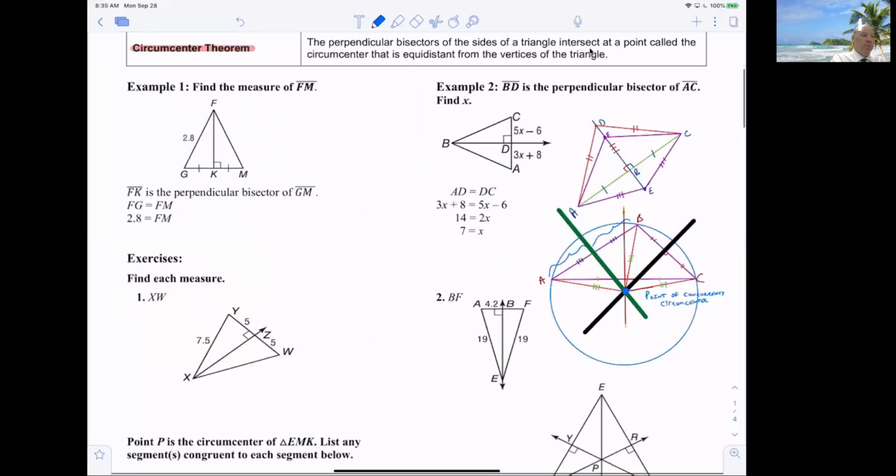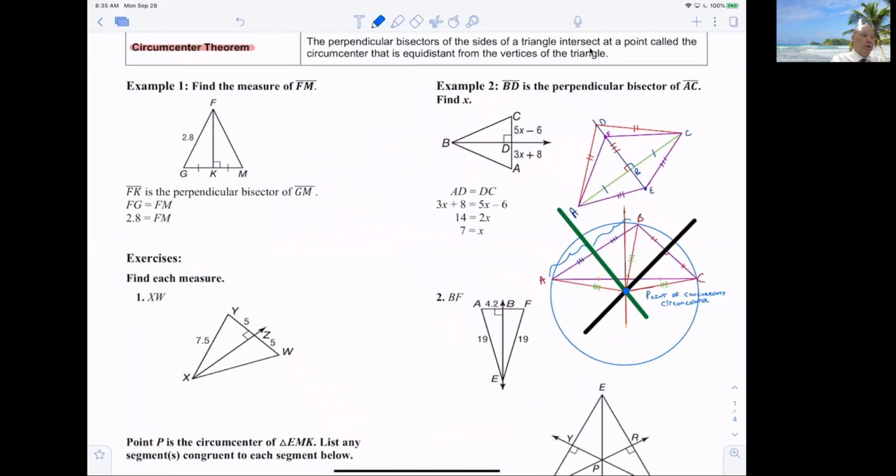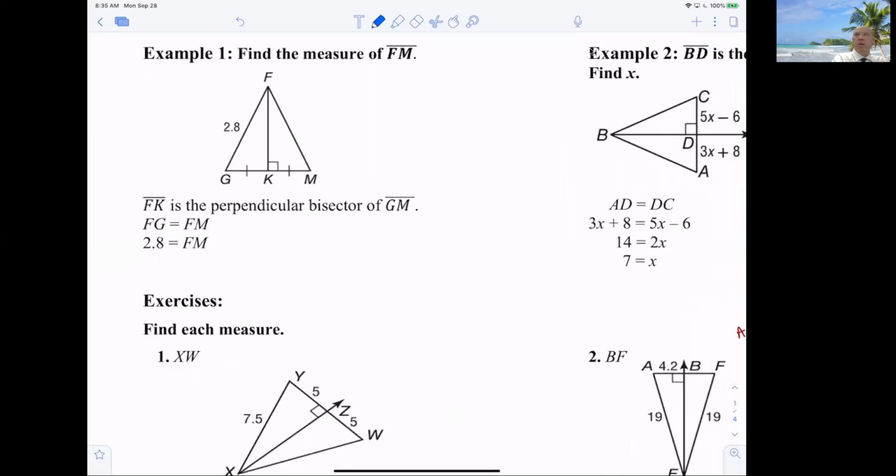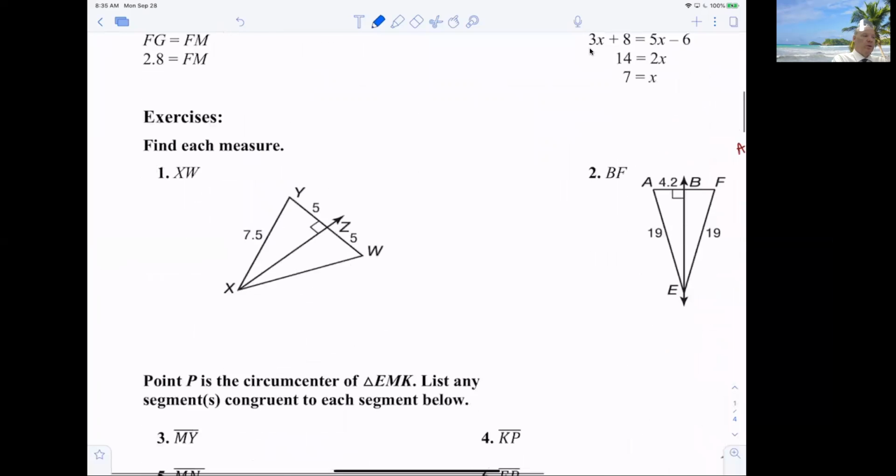All right, so now let's go back and see where we're at. So here we go. Well, I'm done with the examples. I think we're good. I think you understand me. All right, so here we go.